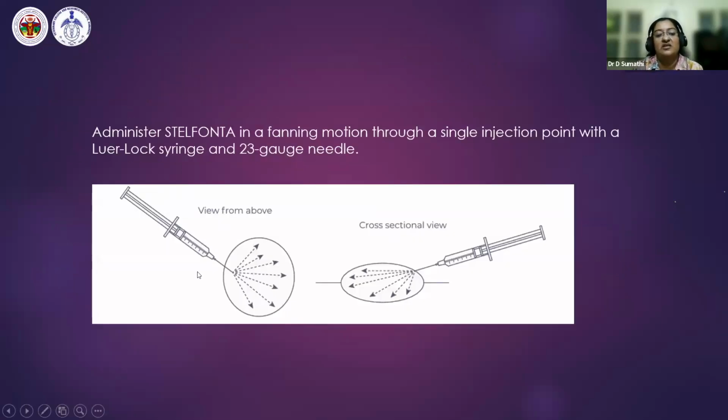You can see how it is being used. It is in a vial which is supplied with the syringes, and you should have Luer lock syringes so that there is no leak in the hub. So you should have Luer lock syringes, 23 gauge needle, at the site of injection, pointing. If you view from the above, it will be like this. If you see the cross section, it will be like this. So you are going to administer on the tumor sites.